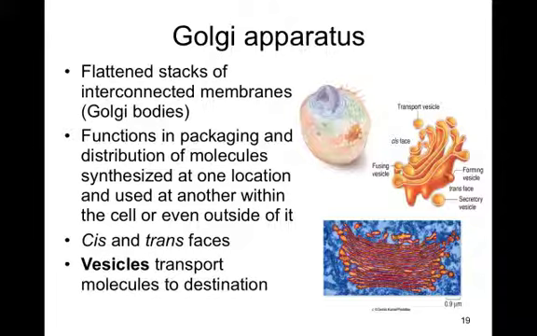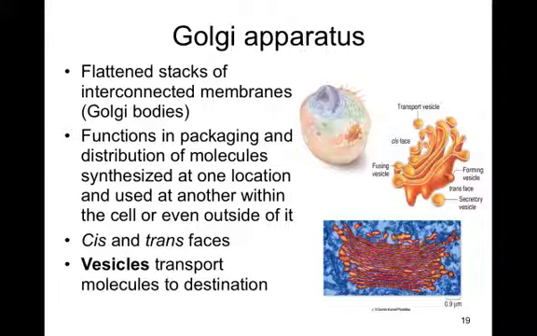FedEx, UPS, the post office, this is the Golgi apparatus. You drop off your packages on one side of the post office, and they will route them and label them in order to ship them. They ship them out from the trans face, or the transport face, the other side of the shipping center.